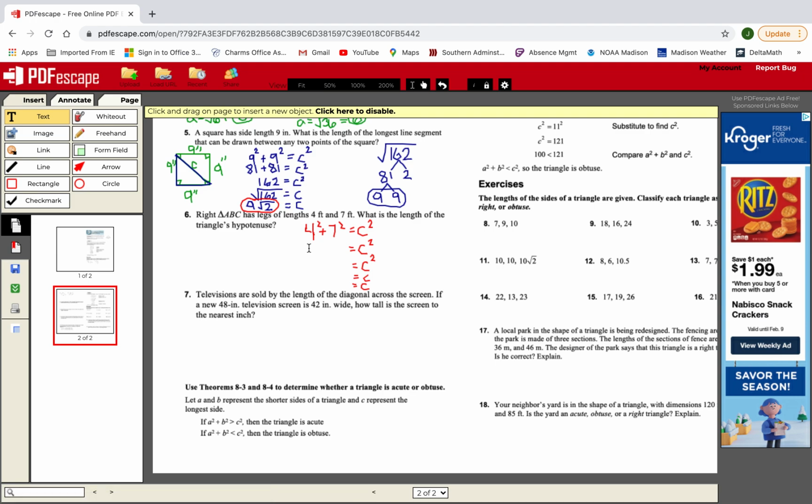4 squared is 16. Plus 7 squared is 49. 16 plus 49. This is 40 and 10 is 50. 65. So then we know that we take the square root of both sides to undo that square. So I've got the square root of 65. And I'm going to see if I can break that down any. I'll do this over to the side here. Square root of 65. Well, it ends in a 5, so I know it's divisible by 5.